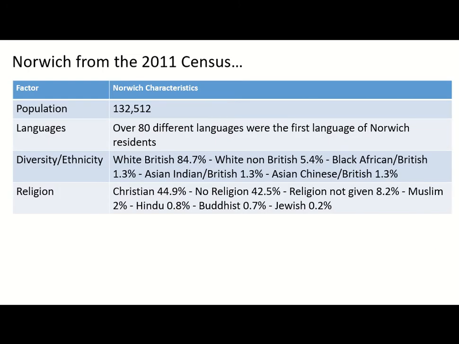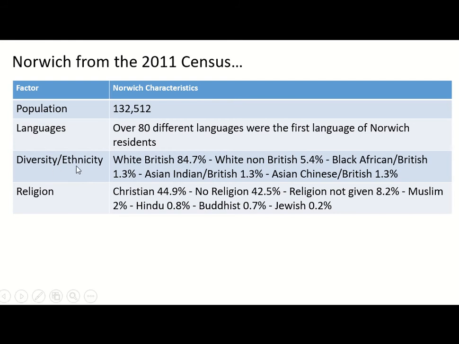Well, let's just show you a snapshot of Norwich. In 2011, Norwich's official population was 132,512. Over 80 different languages were spoken in Norwich as a first language, but obviously in quite low proportions.